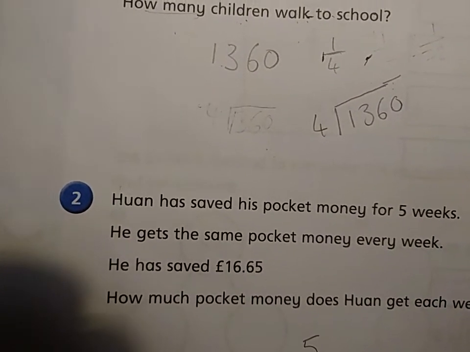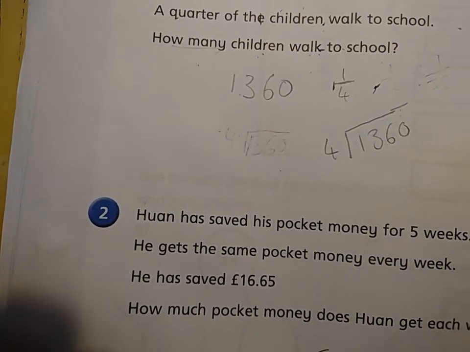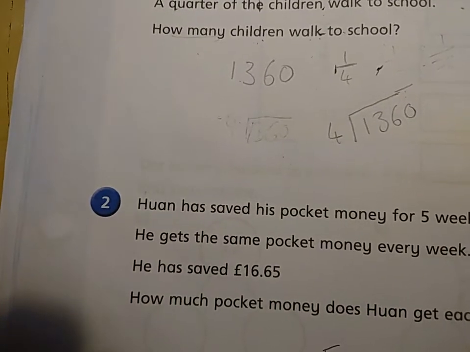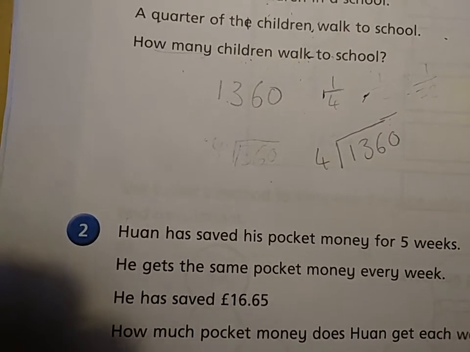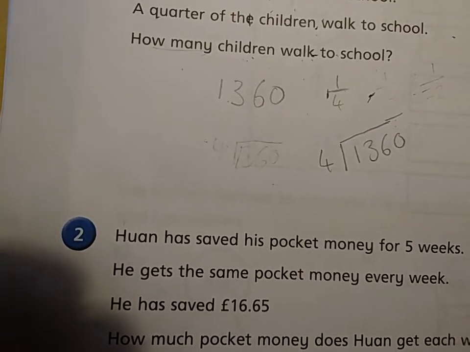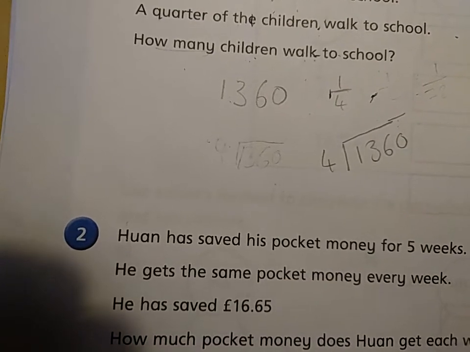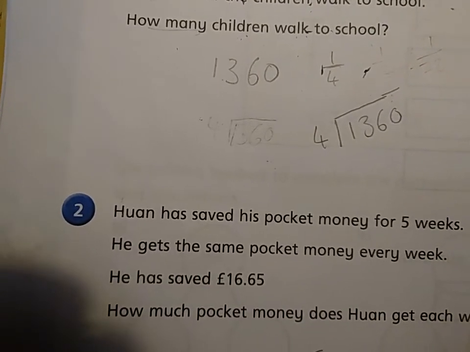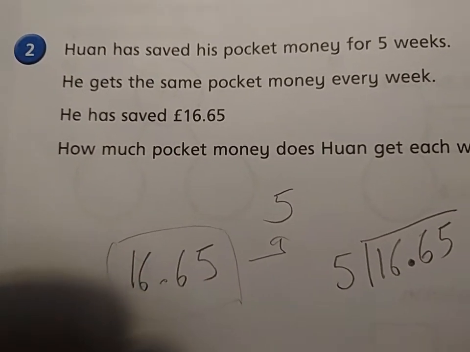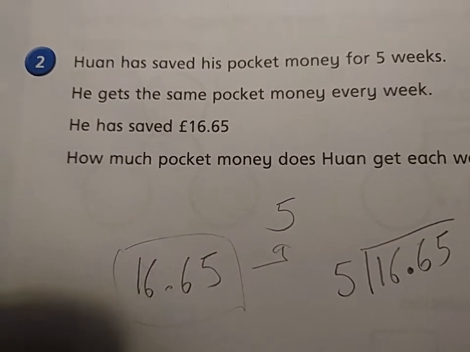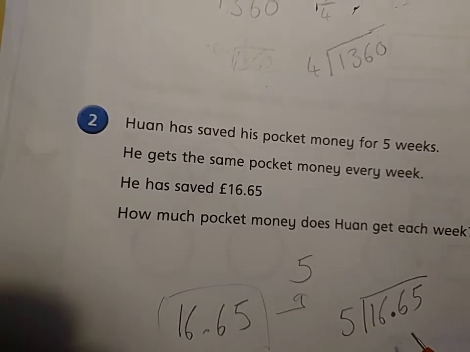And he's managed to get 16.65. Well, if in total he now has 16.65 and he's been doing it for 5 weeks, actually, let's divide that by 5 then. Because if in 5 weeks he's got 16.65 and he's got the same amount each week, we can work out how much he got in each week. So 1 week, 2 week, 3 week, 4 week, 5 week, if they're all the same and they all equal 16.65, how much did you get every week? This is what we need to do.